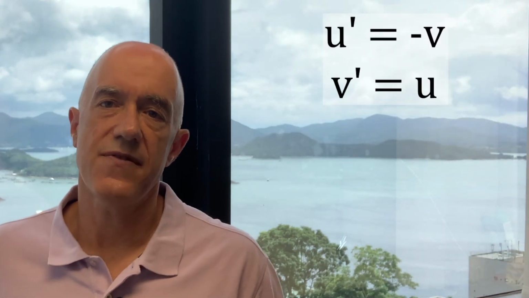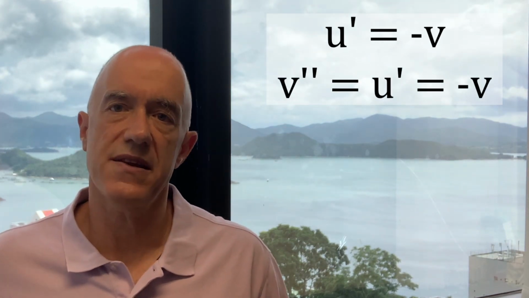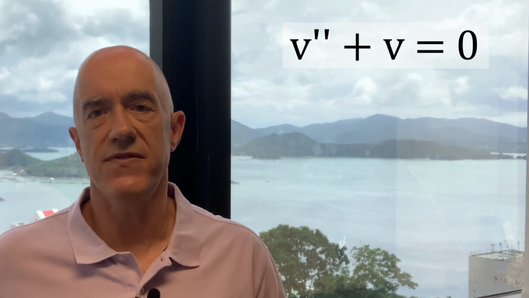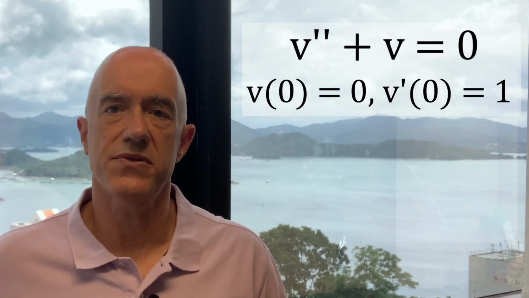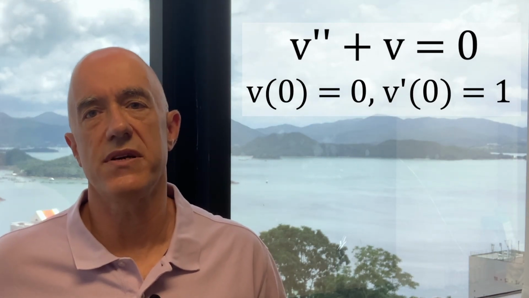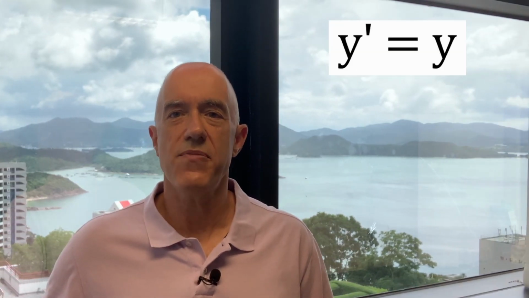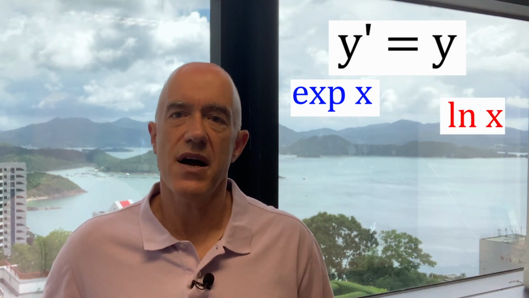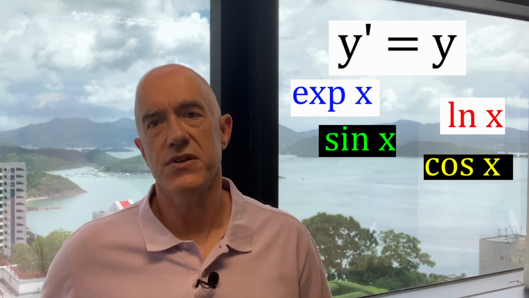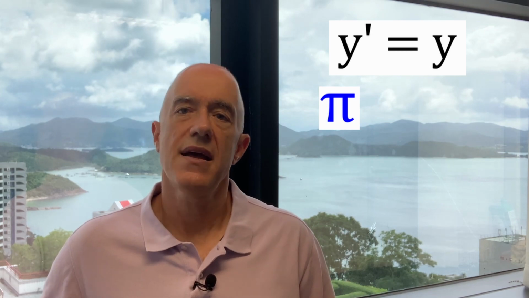On the other hand, if we differentiate the v prime equation and substitute in u prime equals negative v, we get v double prime plus v equals 0. If we use the initial conditions v of 0 equals 0 and v prime of 0 equals 1, we find v is equal to sine x. So starting with the simple differential equation y prime equals y, we've defined the exponential function, the natural logarithm, and the sine and cosine functions. We've also defined the 2 very important numbers pi and e.